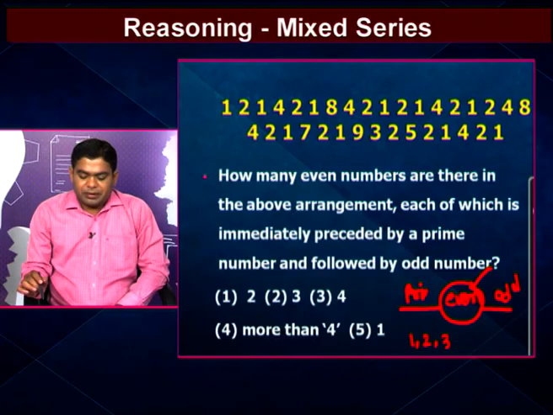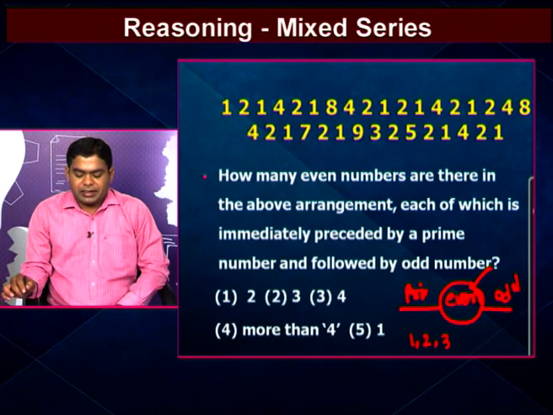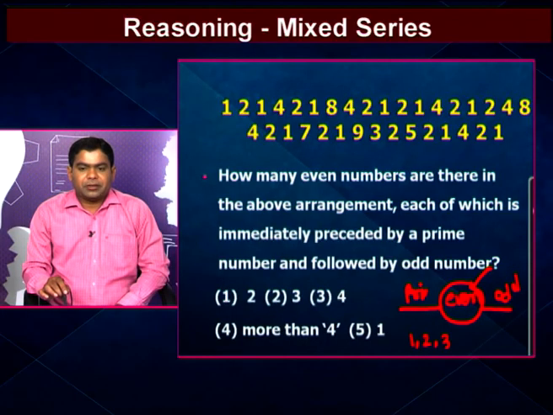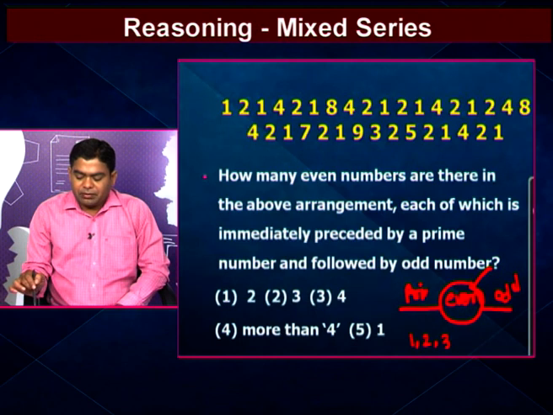So here by observation from the beginning, only 3 even numbers satisfy the given condition. That means here the options are: first option is 2, second option is 3, third option is 4, fourth option is more than 4, fifth option is 1. So we get 3 even numbers satisfying the given condition. That means the second option is our answer.